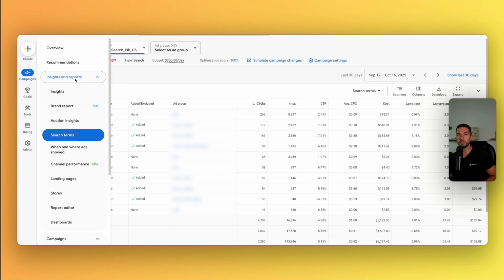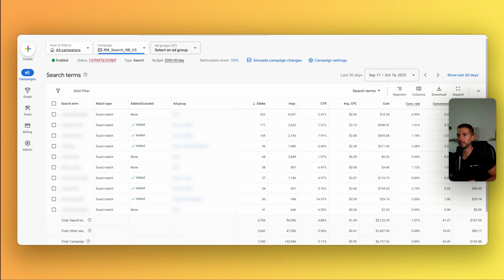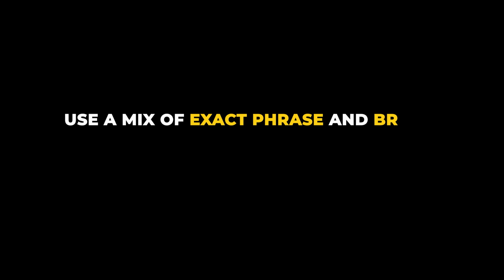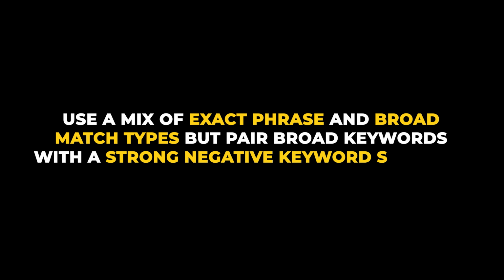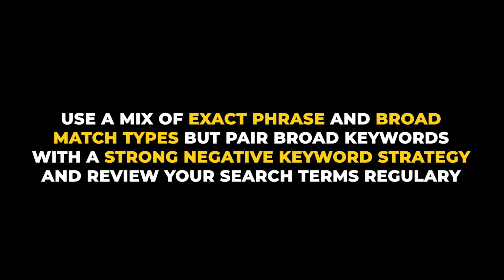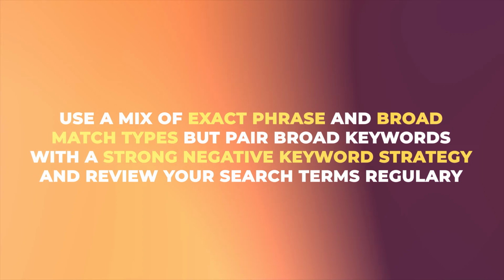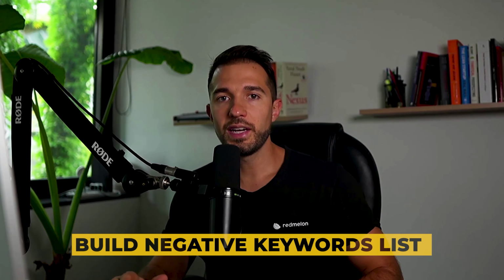To check if this is affecting you, click on your search campaign and then go to the search terms section. If you're seeing unrelated terms or searches that don't align with your product, that's a clear sign your broad match keywords need refining. So in order to fix this, use a mix of exact, phrase, and broad match types. But pair broad keywords with a strong keyword strategy and review your search terms regularly, at least once a week and ideally every single day. Add irrelevant terms as negatives at least once a week. A good practice is to build a negative keyword list, including common exclusions like free, cheap, Amazon, used, etc., and apply them across all your search campaigns for cleaner traffic.